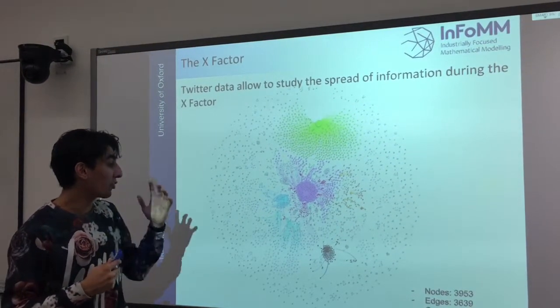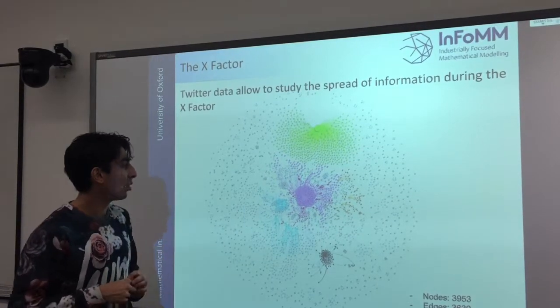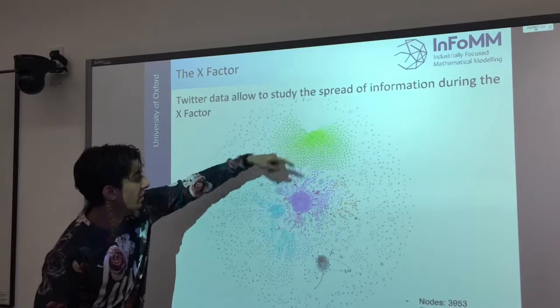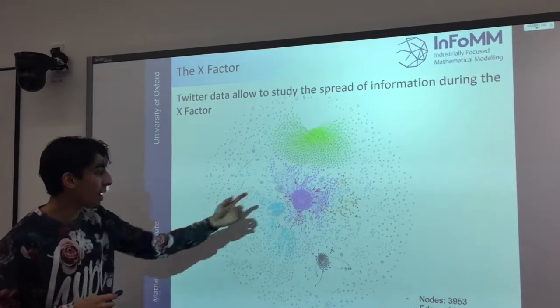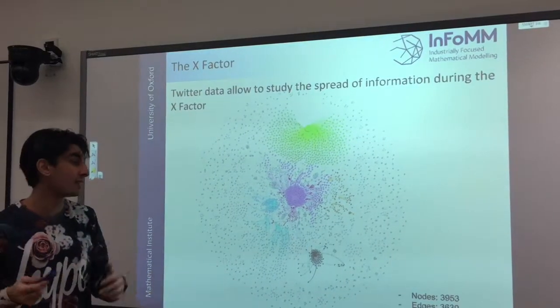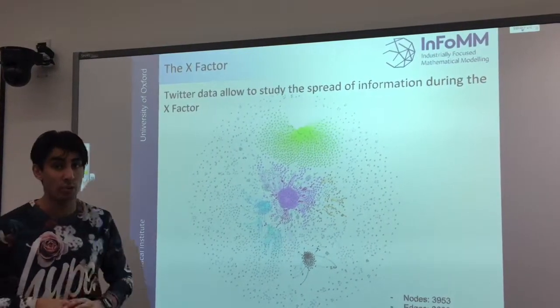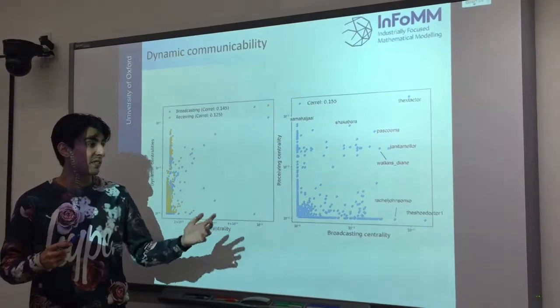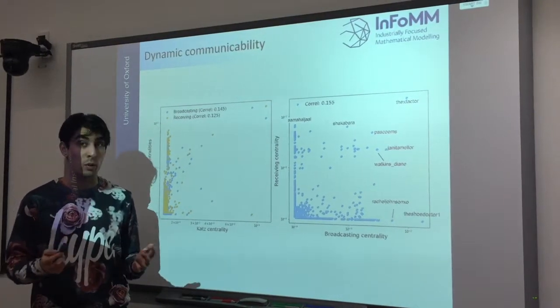Here we see a visualization of our Twitter data. We see that there's nearly 4,000 nodes and nearly 4,000 edges. We can clearly see that there's some important nodes here, for instance these few here. This purple node in the middle is the official XFactor account. Now it's not very surprising that this is perhaps one of the most important nodes, as we are tracking XFactor hashtags.